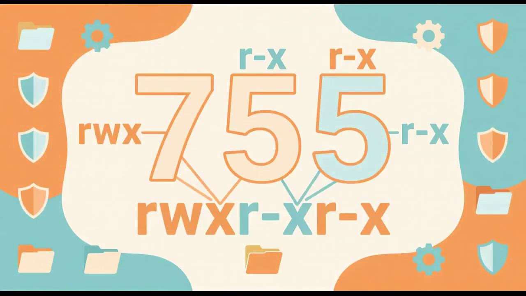Permission 755 breaks down as owner gets RWX, group gets RX, and others get RX. This is the standard setting for directories and executable programs. The owner has full control while everyone else can read and traverse but not modify.